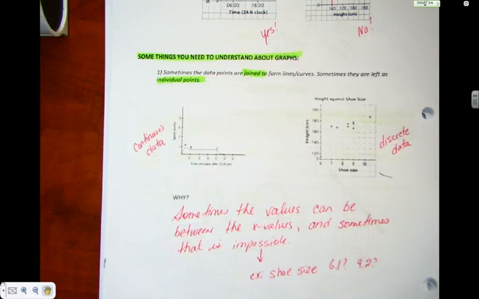Oh, now it gets all quiet. Look at that. If it makes sense to have the values that are between. Okay, if it makes sense to have the values in between, they are curves or lines. If it doesn't, they are dots.